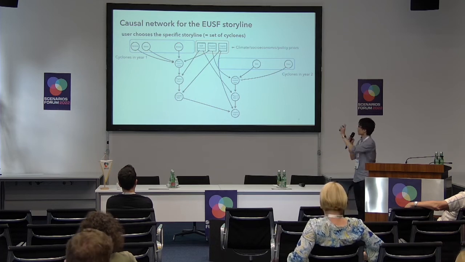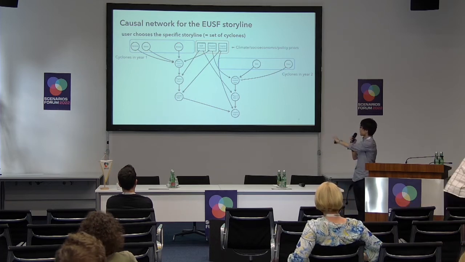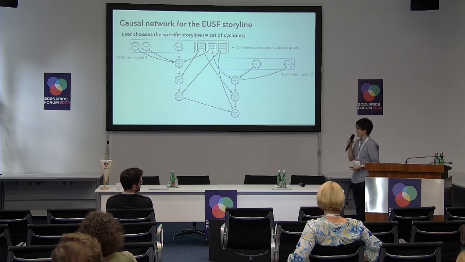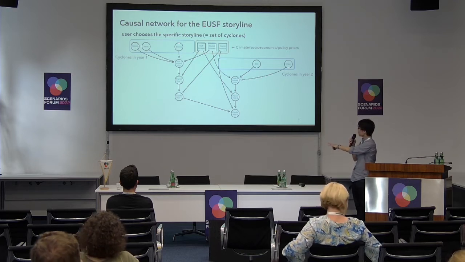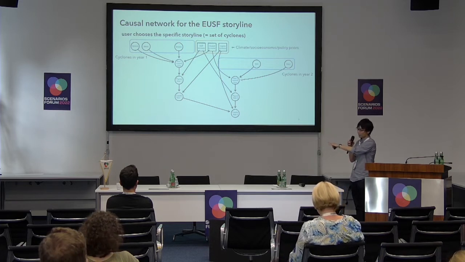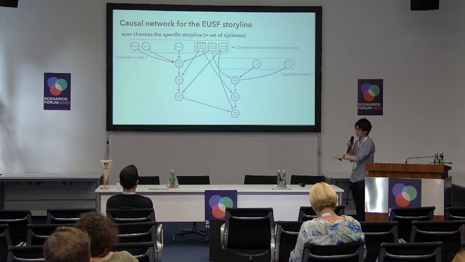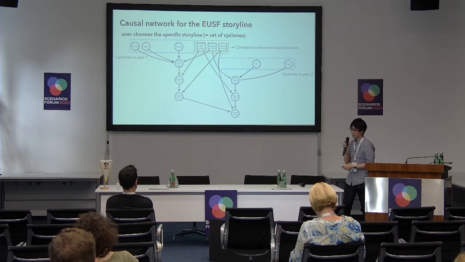On the left, we have the first year corresponding to 2017, and on the right, we have the second year corresponding to 2018. Cyclones lead to some hazard level, and the hazard level determines the amount of payout in a given year, and the payout determines how much capital is left in the EU Solidarity Fund.